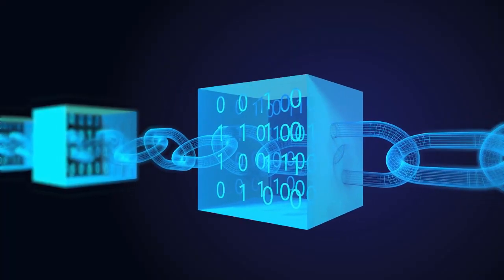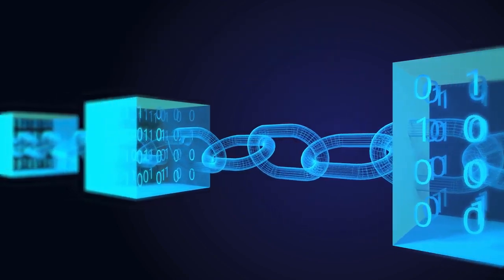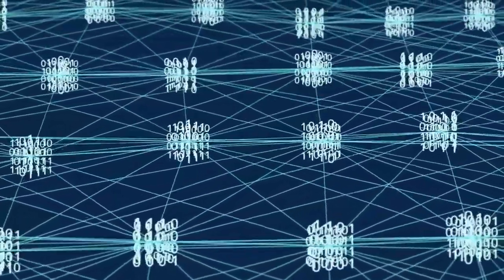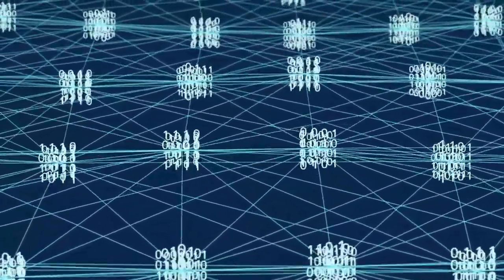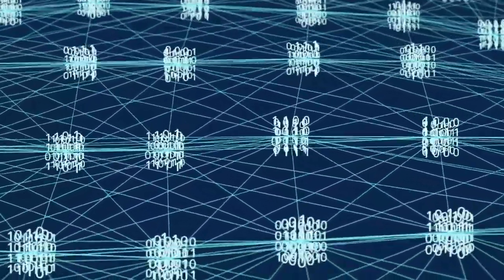Term number one, blockchain. A blockchain is a decentralized, distributed ledger that records all transactions on the network. It's secured using complex algorithms and cryptography, making it virtually impossible for transactions to be altered or tampered with.